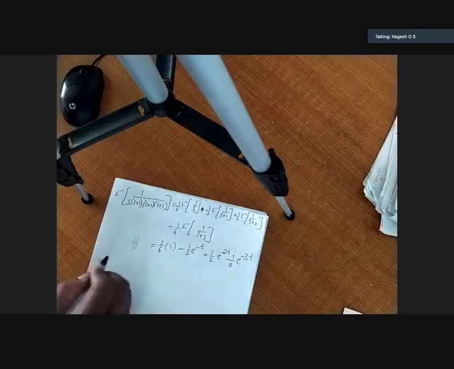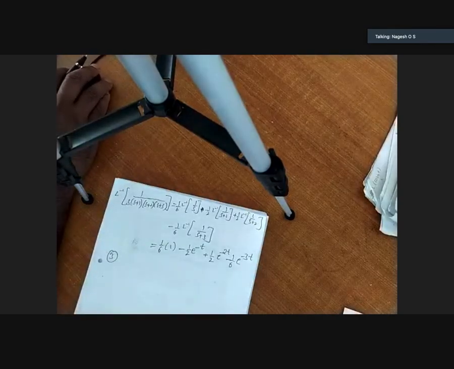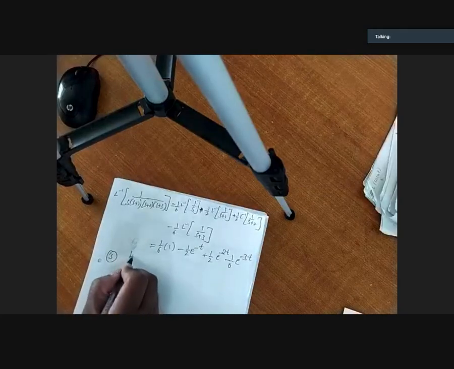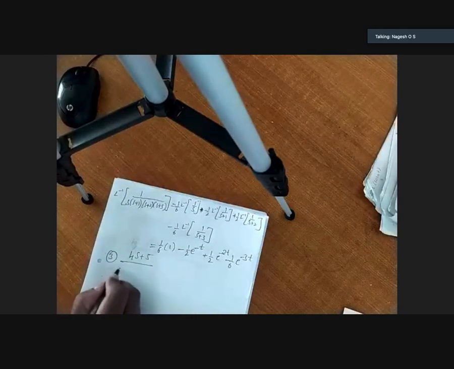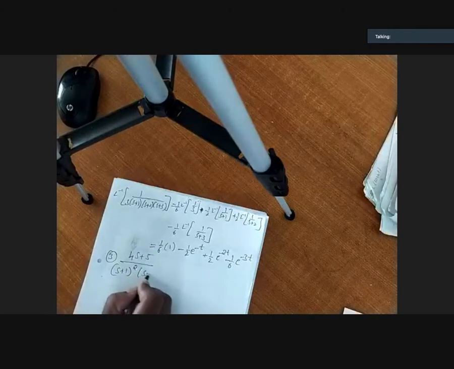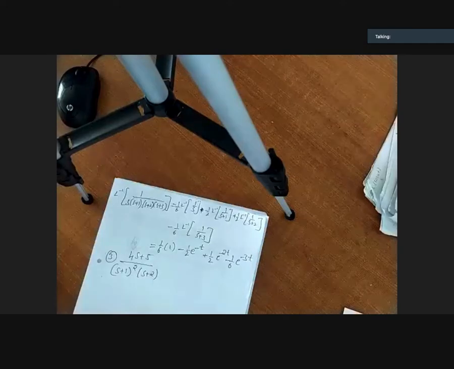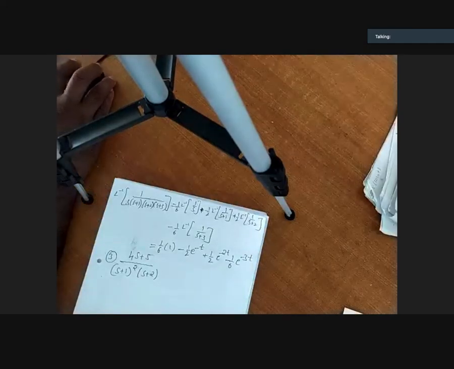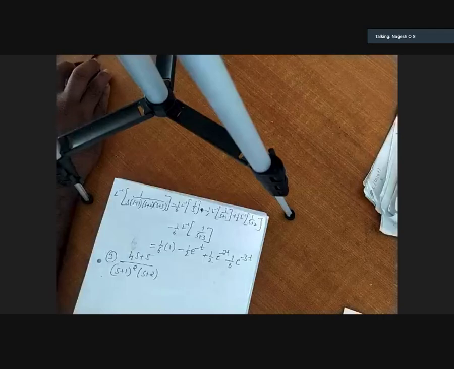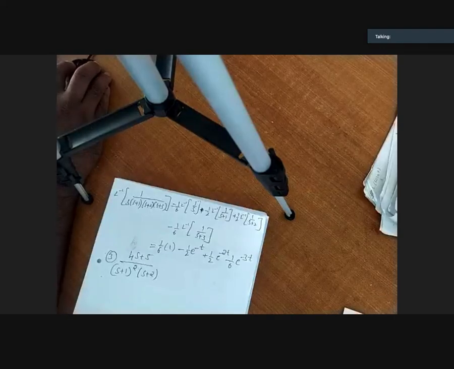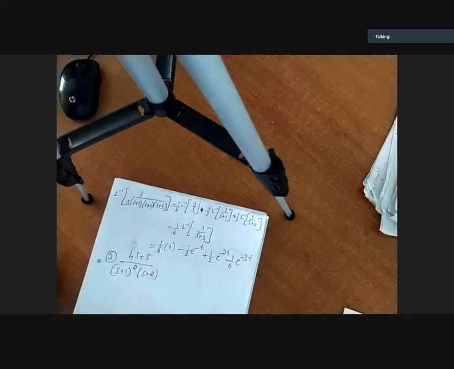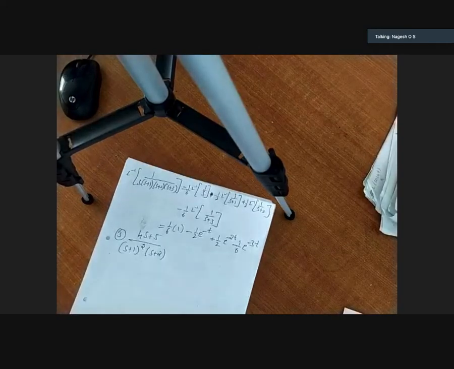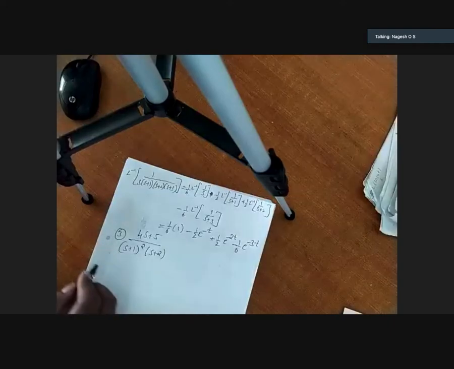Next question. Third one. 4s plus 5 divided by s plus 1 whole square into s plus 2. This is the question. First thing we need to find out is the A, B, C values, which means we need to separate the denominator.